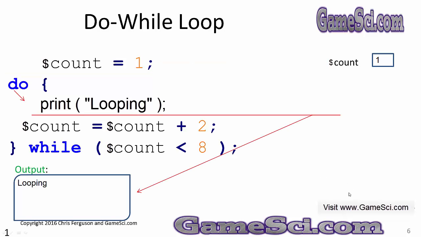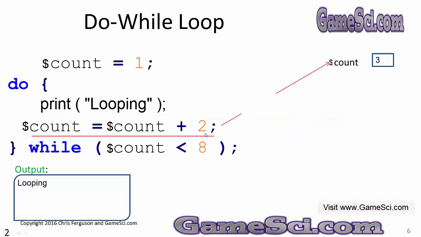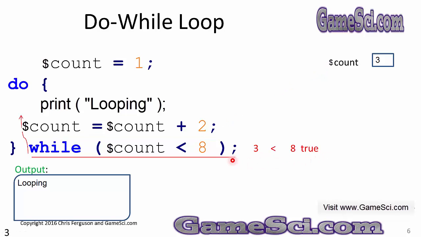When we hit the do statement, we don't get a choice. We have to execute this block of code. You must, there is a guarantee, you must execute this code at least one time. System.out.println will output the word looping to our screen, to our output console. That's what that arrow is showing you. After that, we'll set count equal to count plus 2. We'll change the variable count to 3. With the value of 3, count less than 8 will be a true statement.